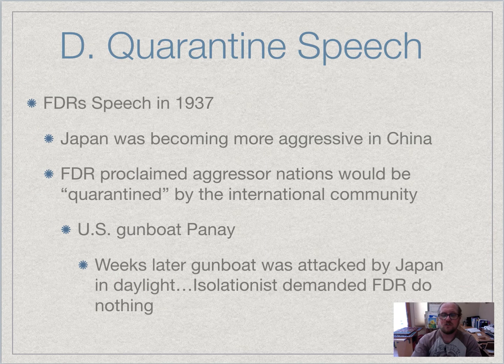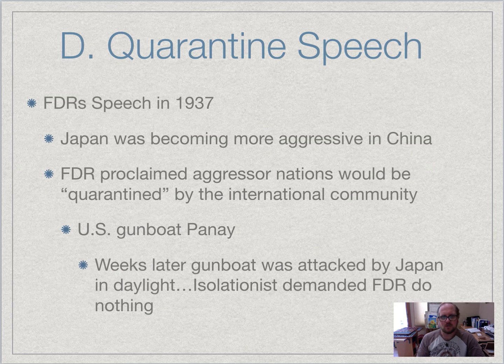And FDR's quarantine speech in 1937 was really because Japan was becoming more and more aggressive towards China. He proclaimed that any aggressor nations would have to be quarantined by the international community. Pretty much exactly what was going on. They were not going to be dealt with, traded with, or internationally handled the same way as a non-warring nation. Where this came to test was in China just a couple weeks after the speech.